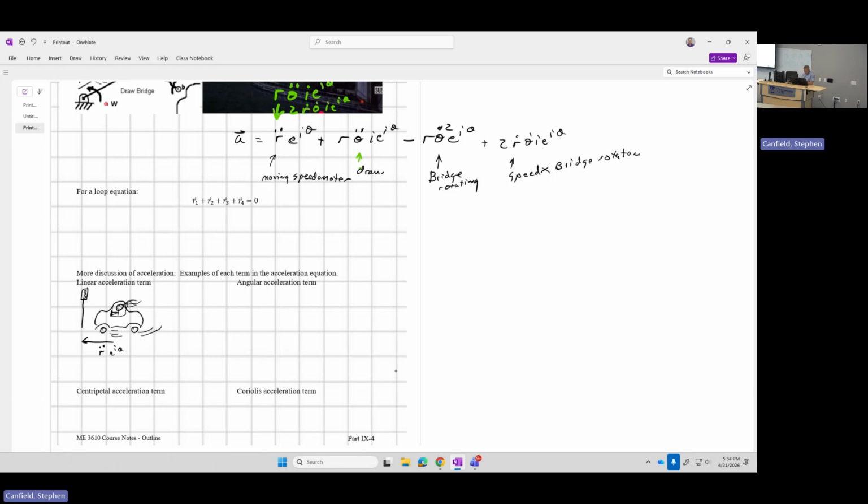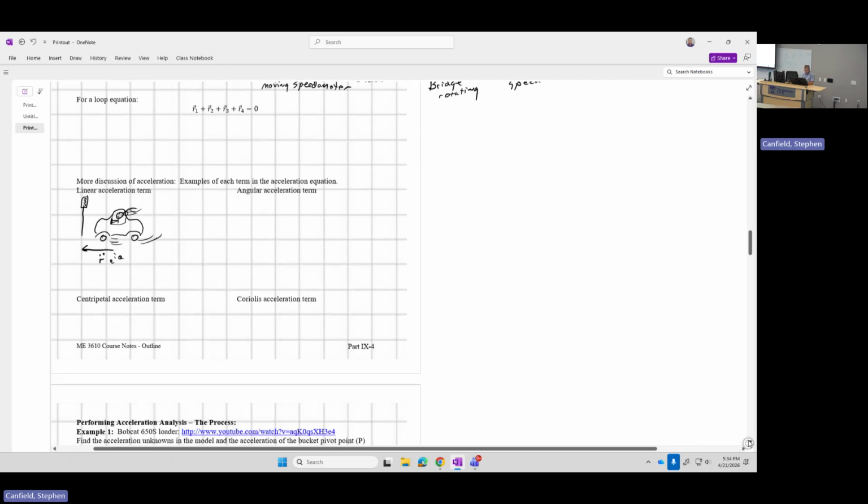Okay. The second one is the angular acceleration. I don't have a good example for that one. I can't think of where you're on some platform that's angularly accelerating and you feel it. I've tried. I'm sure it's out there. Let's go to the third one, centripetal.